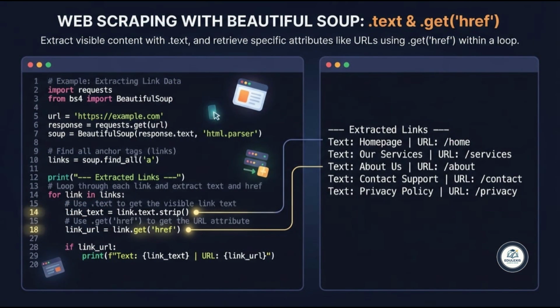Finding tags is great, but usually, we want the text inside them, or more specific attributes like links. To get the visible text inside a tag, we simply append .text or .get_text(). To extract an attribute like a link URL from an anchor tag, we use tag.get('href'). Let's write a loop to print the text and URL for each link found on the page.